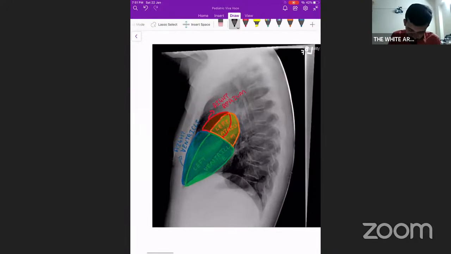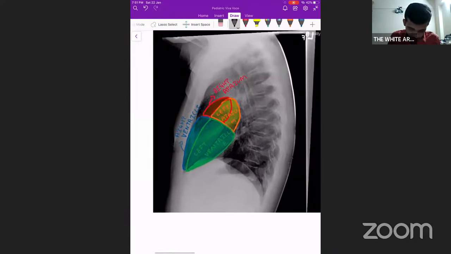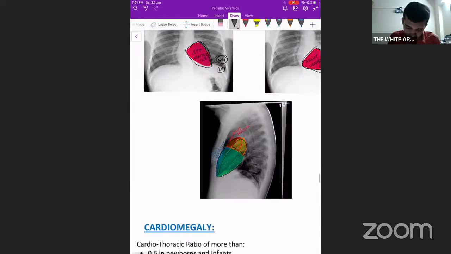Now coming to the lateral view, the anterior part forms the right ventricle, and this forms the right atrium. So this border forms the right atrial border, this border forms the right ventricular border, and this is the left ventricle and this is the left atrium. So these are the markings, these are the anatomy.